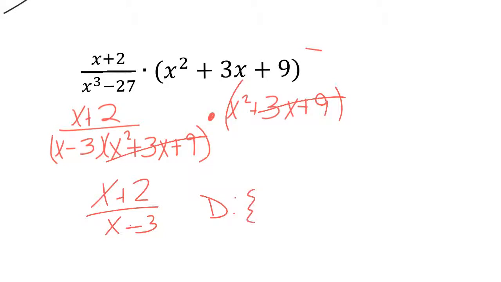And your domain is not bothered by the x squared plus 3x plus 9 because those are imaginary, so x does not equal 3. And that is your multiplying.